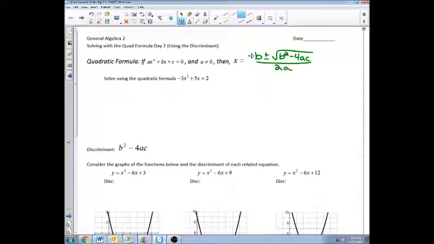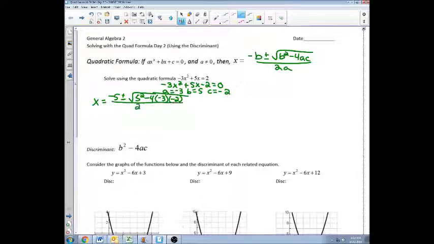We want to make sure that we are set equal to 0 first, so it would be 3x squared plus 5x minus 2 would be equal to 0. My a then is negative 3, my b would be 5, and my c would be negative 2. So now I can go ahead and solve using the quadratic formula. So x would equal the opposite of b, so negative 5 plus or minus the square root of b squared minus 4 times a, which is negative 3, times c, which is negative 2. All that will be 2 times a, which is negative 3.